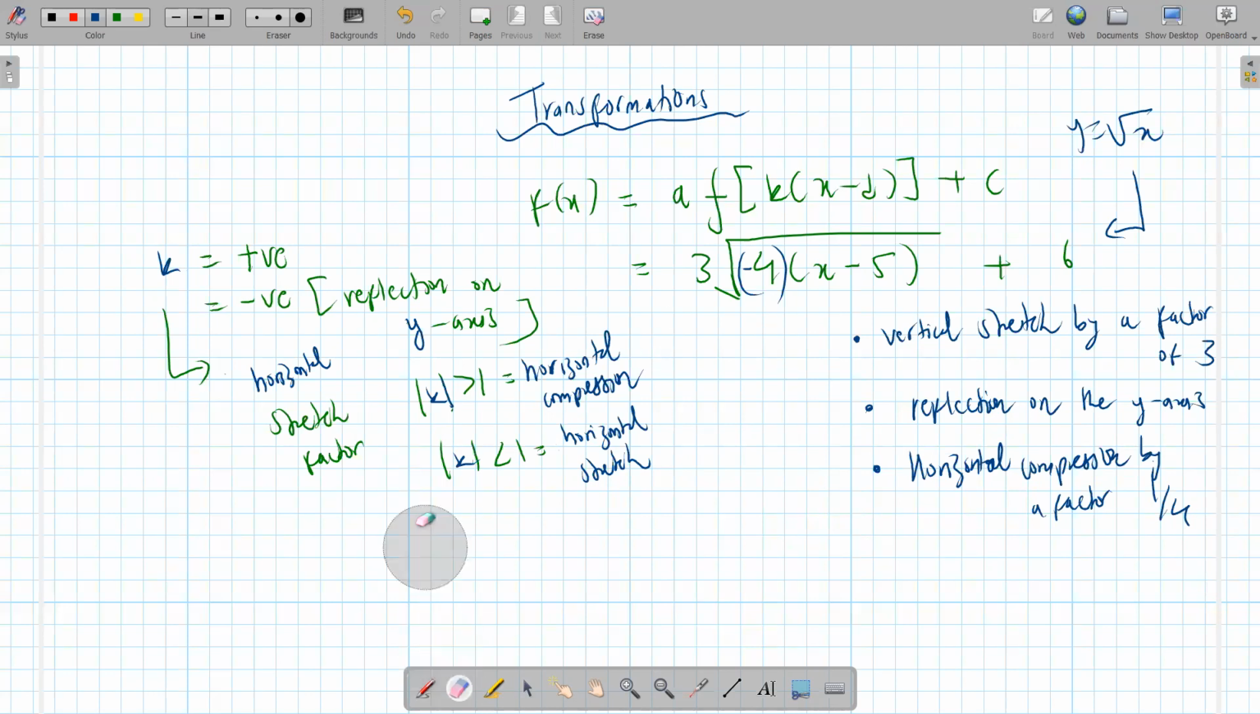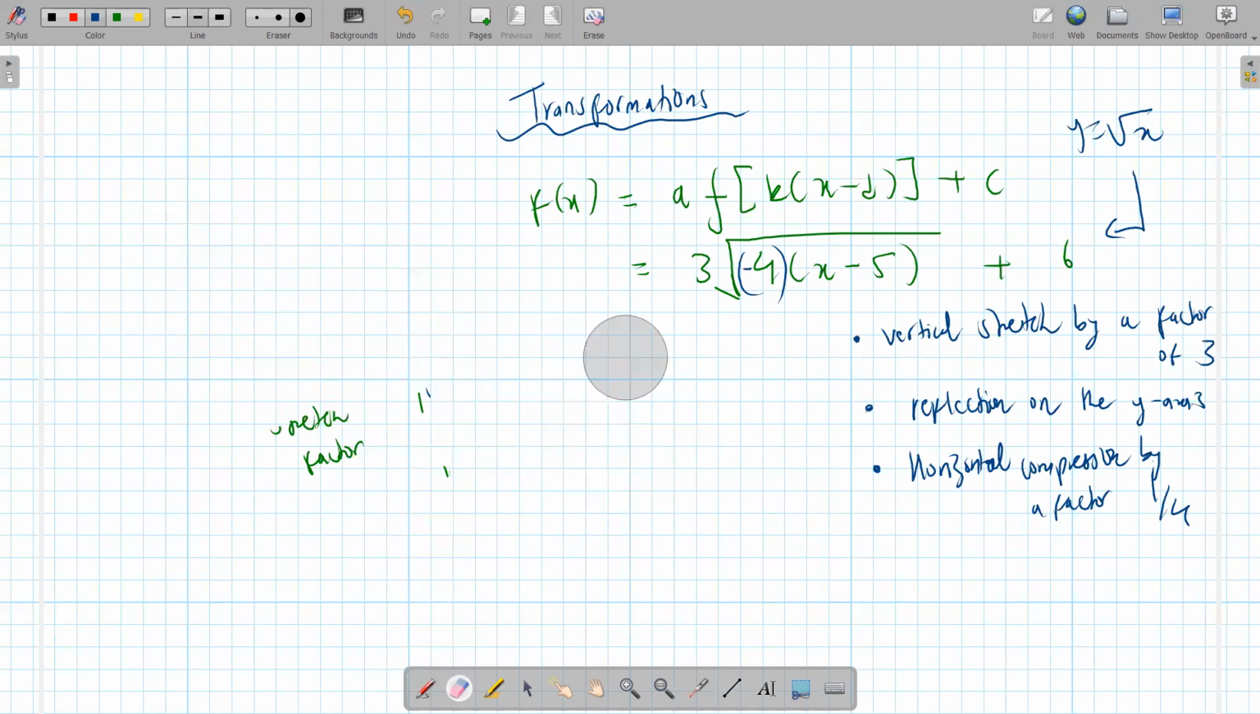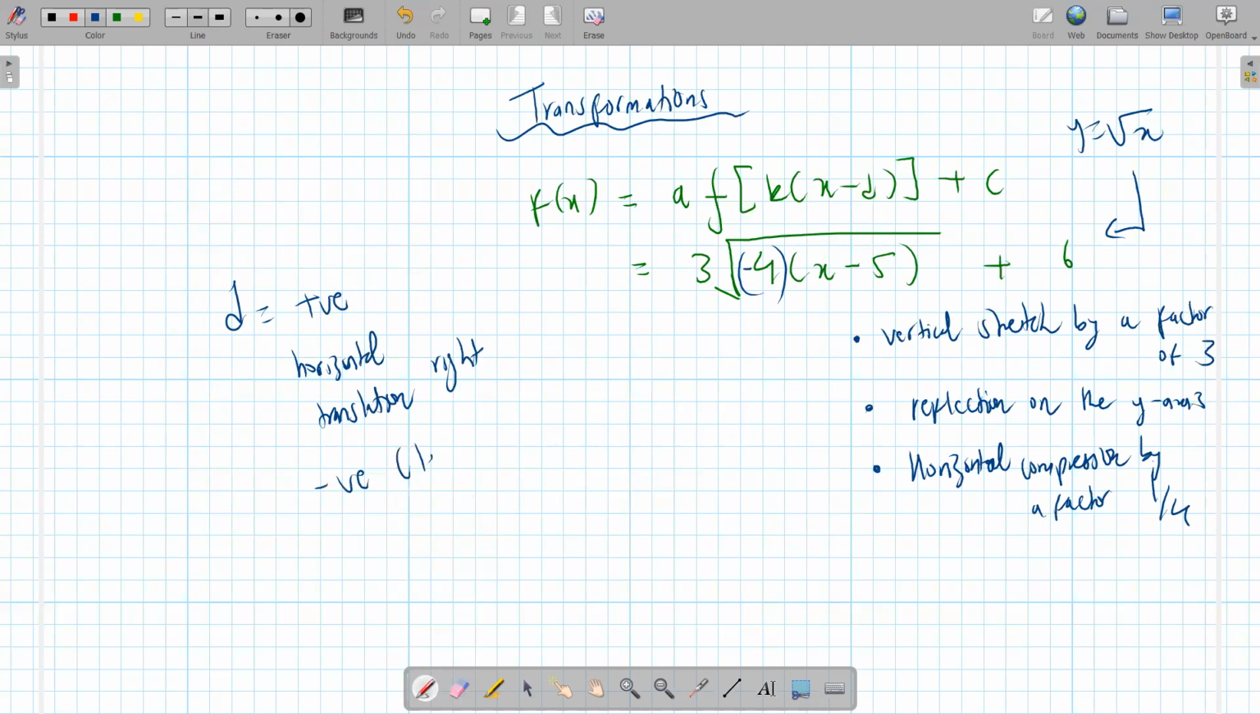Let's move on to D. So what's the D value right here? D is 5. Yeah, exactly. So if D is positive, it's a horizontal shift right, or horizontal translation right. 5 units right. And if D is negative, it goes left. But in that case, it would be x plus 5 if it's an x. Yeah, exactly. If it was x plus 5, it would be going left. Right now it's going right. So this one goes right by 5.